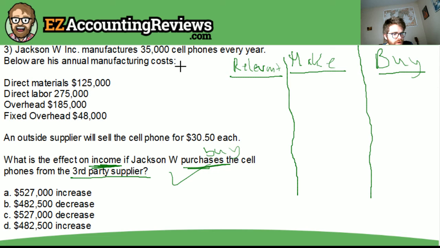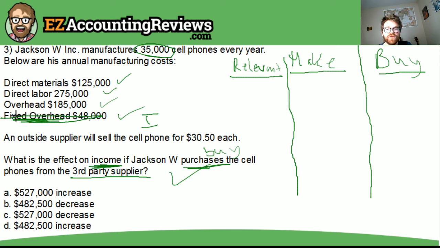So first off, this corporation manufactured this many cell phones a year, 35,000. That's a lot, right? And so here are his manufacturing costs. They tell it to you. You've got your direct materials, direct labor, overhead, and fixed overhead. Now, something I didn't tell you on the last slide. Anytime you see fixed costs in this type of problem, if it's a make or buy, accept or reject, keep or drop, there's a few exceptions, but for the most part, the majority of the time, fixed cost is irrelevant. You don't need it. So anytime you see fixed, most of the time it's going to be irrelevant.